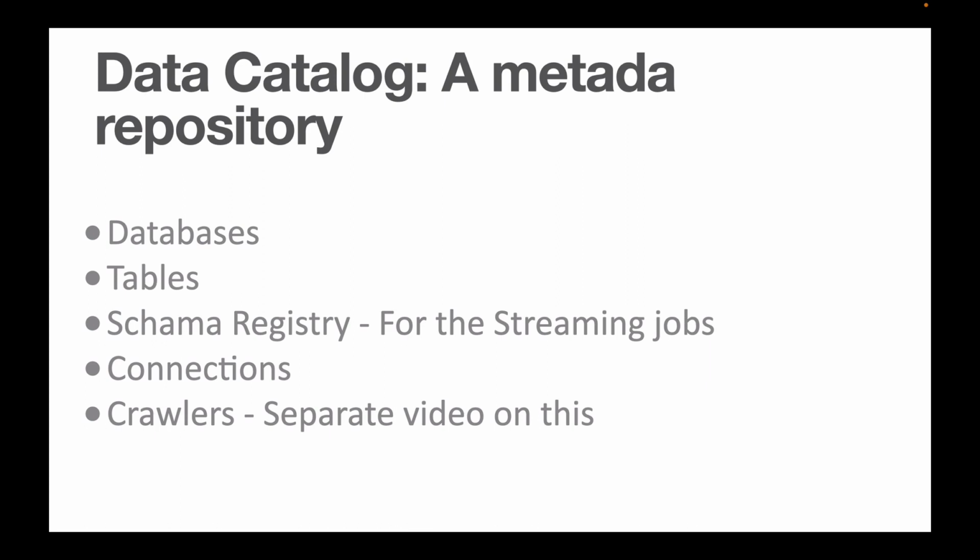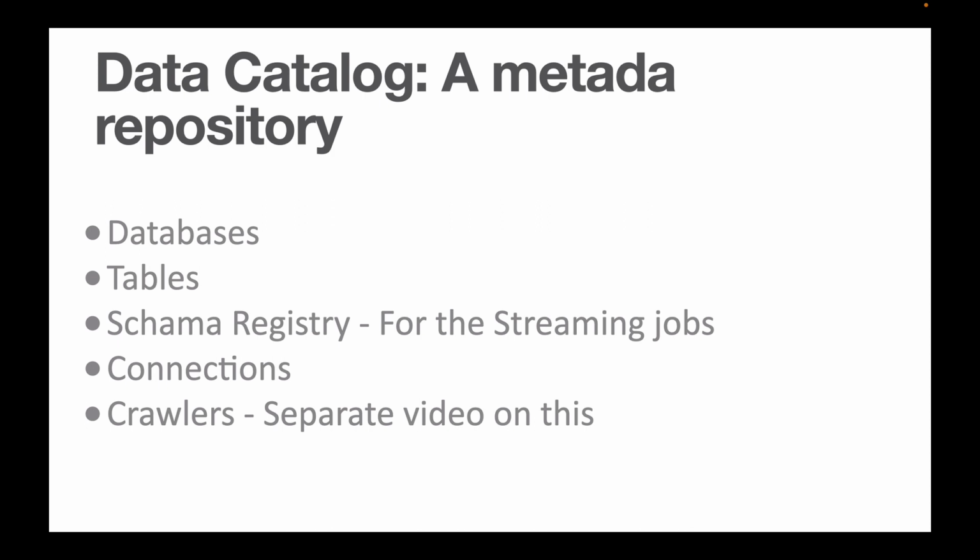So Data Catalog on AWS Glue is a metadata repository, as we need a repository for any sort of data warehouse. It contains the databases, tables, schema registry for the streaming jobs, connections and crawlers. Usually, this setup is done once in organizations and companies, and the administrator of the AWS account should be able to set it up once for the developers, who will be using all this information when they create their AWS Glue ETL pipeline.